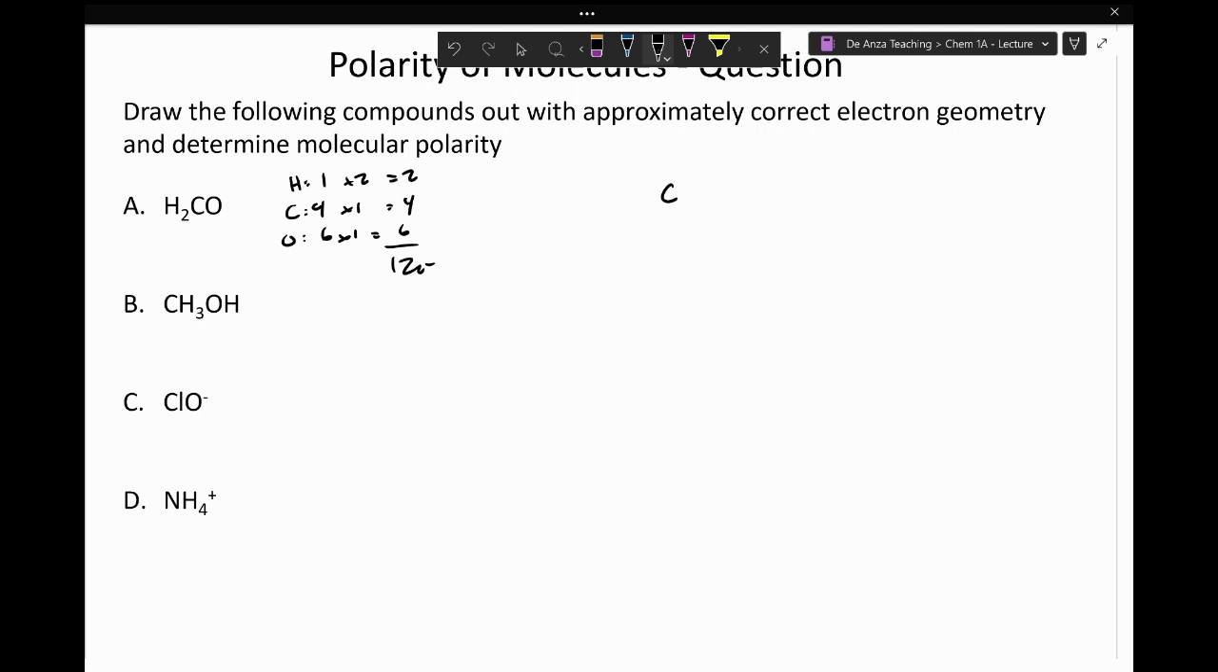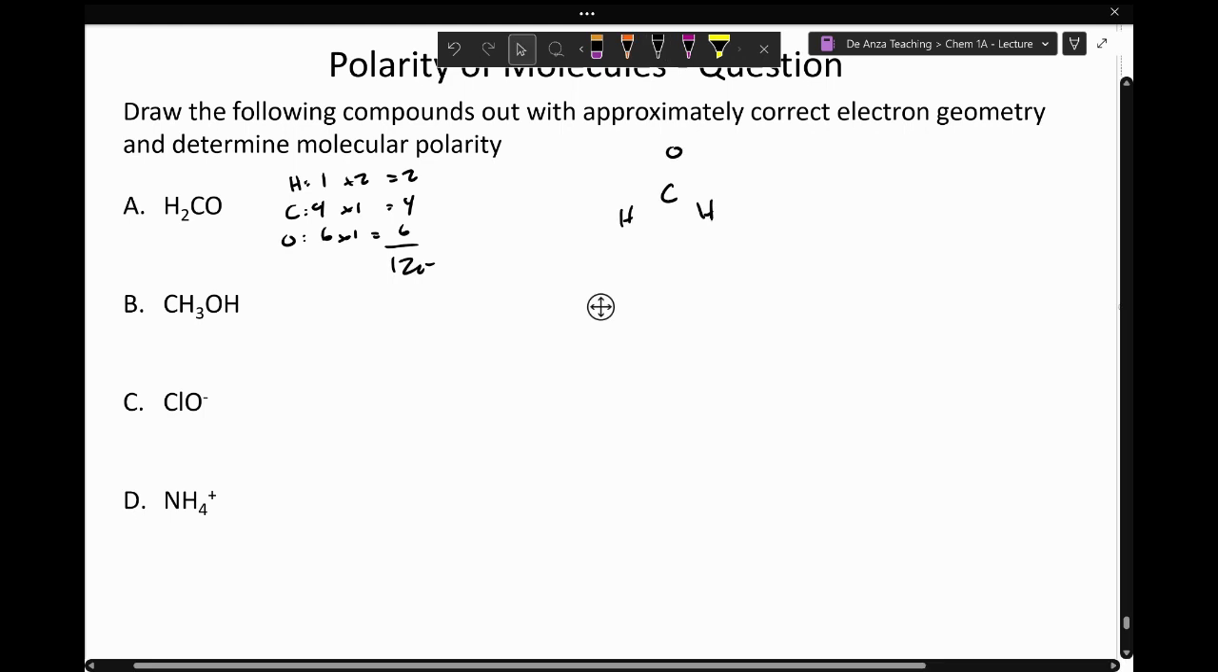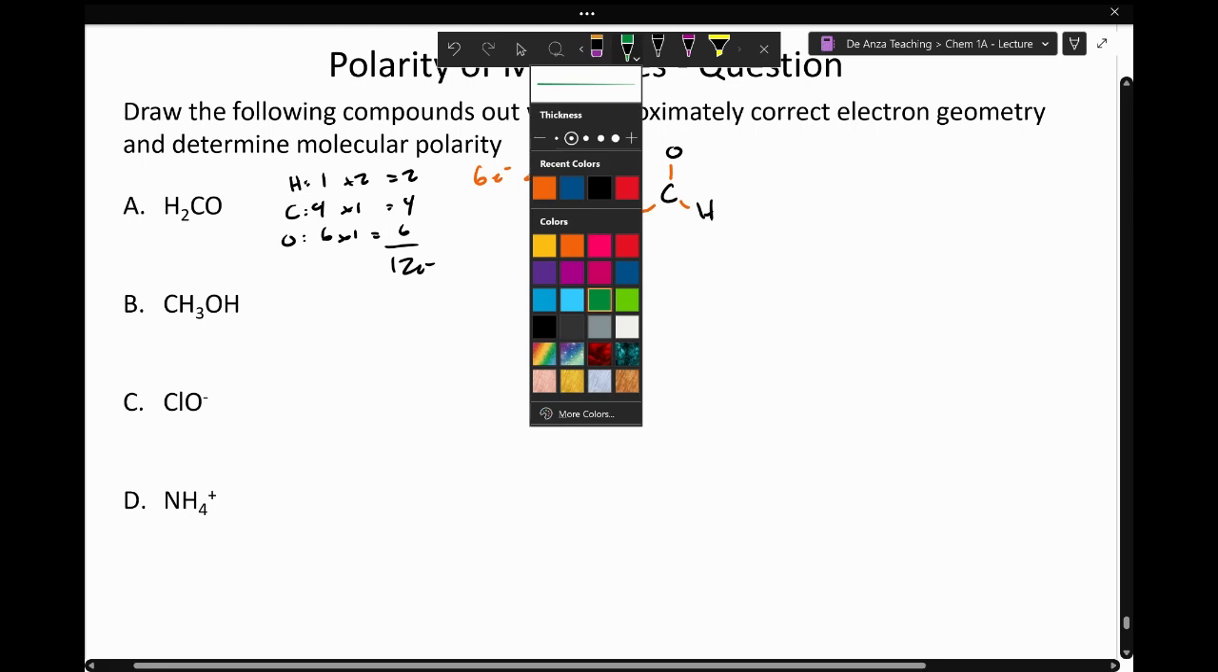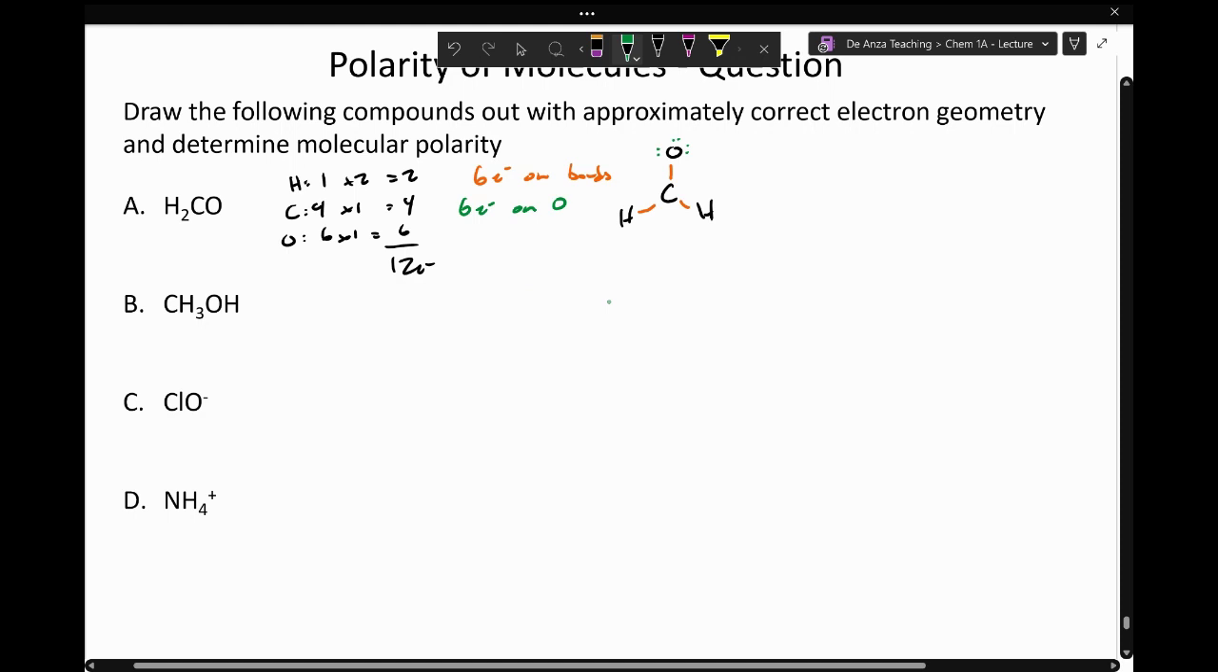So I'm gonna form single bonds here, and I'll be explicit for this one, and then for the other 3, I'm just gonna draw out the structure. So I'm gonna form single bonds between all of my atoms. So I'm gonna spend 6 electrons on single bonds. So I'll say bonds here. And that leaves me with 12 minus 6, 6 electrons left. The next thing I'll do is I'll put lone pairs around that oxygen to give it an octet. So I have 6 electrons on oxygen lone pairs. That actually leaves me with 0 electrons.